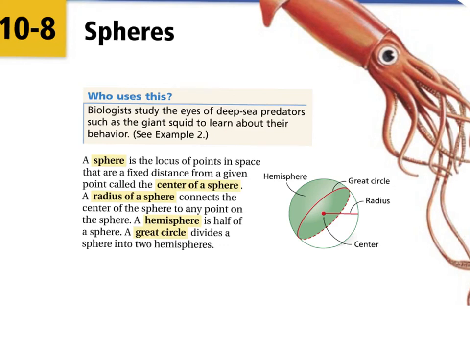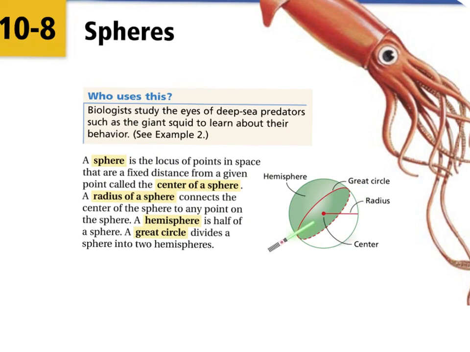In the last section of Chapter 8, we're going to talk about spheres. Now, a sphere, what is it? A sphere is the locus of points in space that are a fixed distance from a given point called the center of a sphere. A radius of a sphere connects the center of the sphere to any point on the sphere.